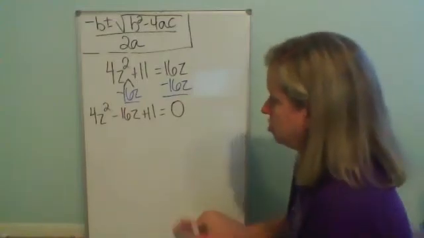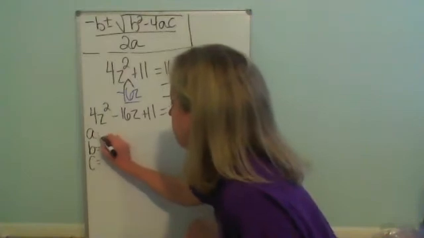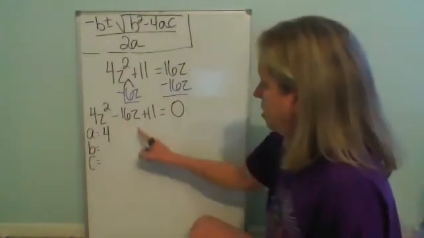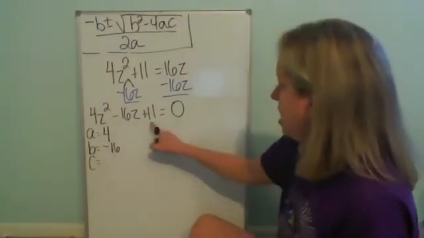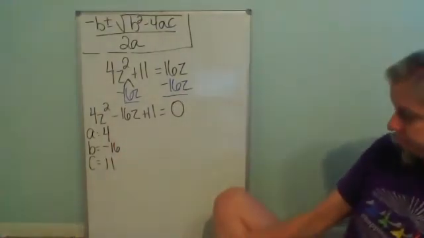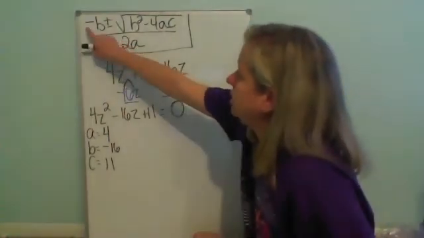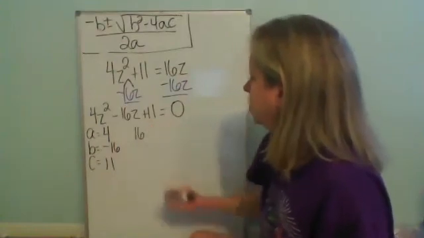So now let's choose our A, B, and C. A is in front of z squared, so it's a 4. B is what's in front of z, which is negative 16. And C is your constant, which is 11. So let's plug it in. What do you need first? You need the opposite of B. So the opposite of this B would be positive 16.